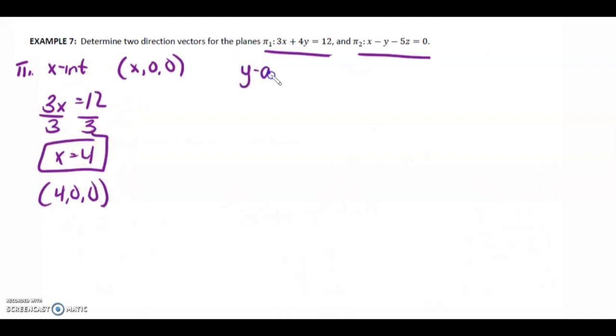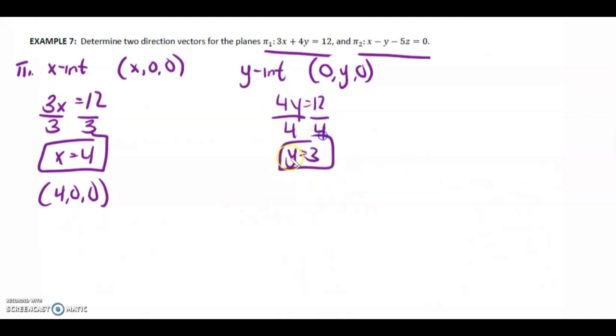Now we're going to do the same thing. We're going to do what is the y-intercept. And of course this is 0, y, 0. So the x is going to go to 0, and we're going to have 4y equals 12. Okay, so y equals 3. So we know that the y-intercept is 3.